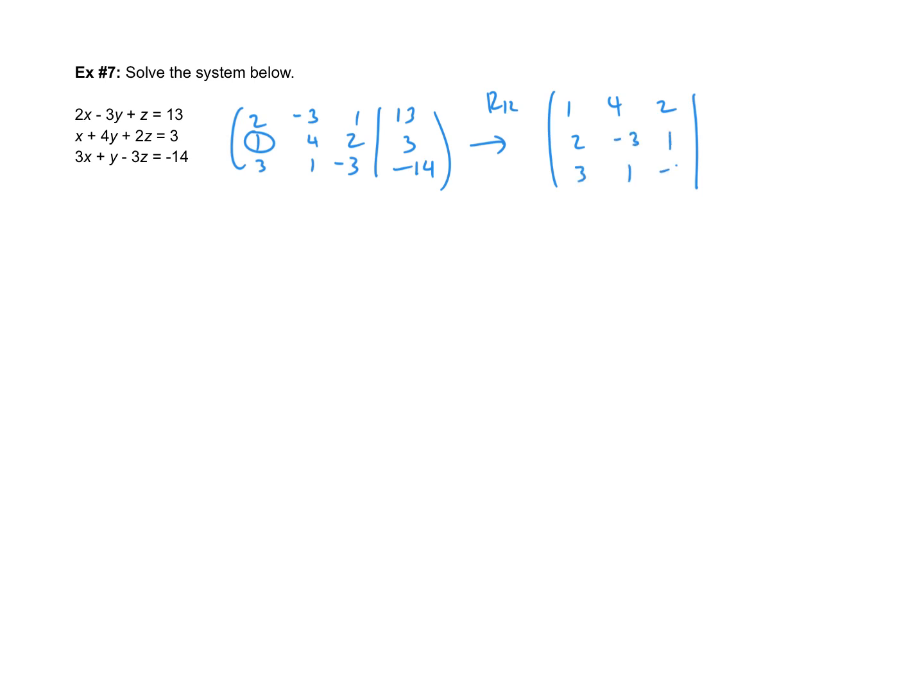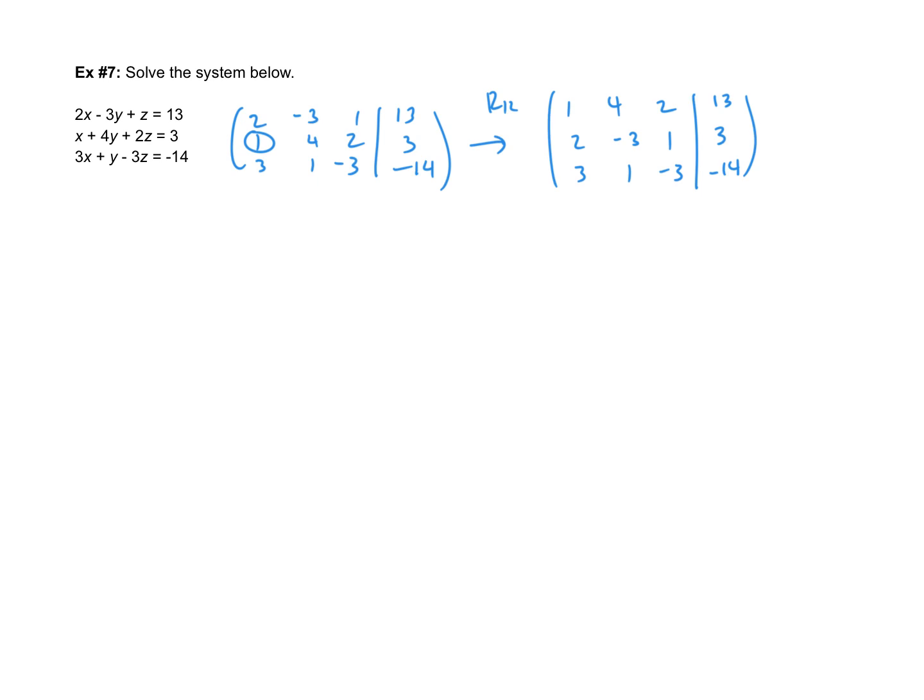First thing I'm going to do is write this in an augmented matrix. So I have 2, negative 3, 1, 13. I have 1, 4, 2, 3, 3, 1, negative 3, negative 14. Like before, I notice conveniently I have a 1 here. So the first thing I'm going to do is switch rows 1 and 2. So that gives me 1, 4, 2, 2, negative 3, 1, 3, 1, negative 3. And then I'll have 13, 3, negative 14.